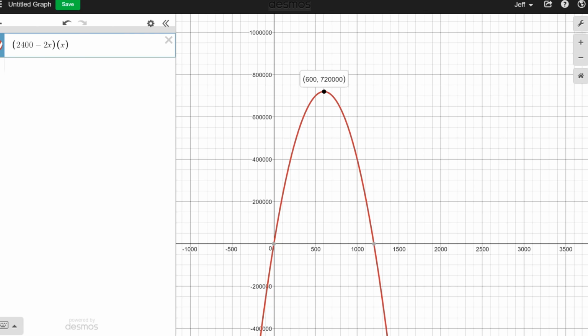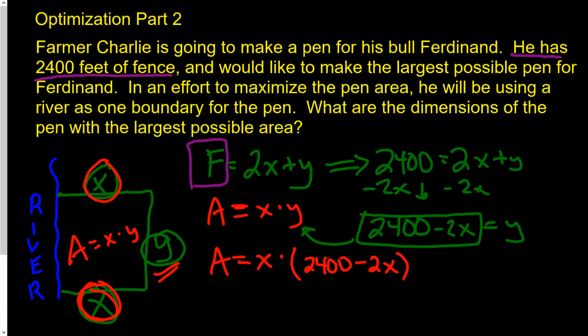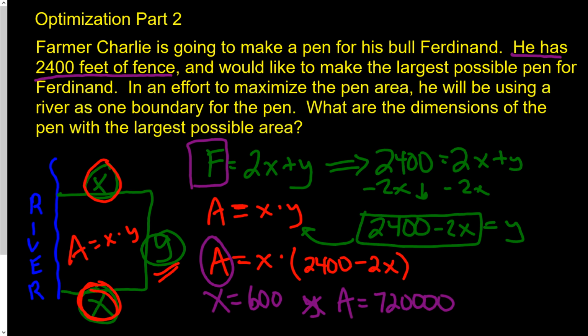And this tells us when x is 600, the output is going to be 720,000. So the maximum is going to be when x equals 600, but it's not y, because this equation is for area. So it's actually area equals 720,000. Am I remembering that correctly? Yep, 720,000. So what this is telling me is if this pen is 600 feet wide, then the area is going to be 720,000 square feet.